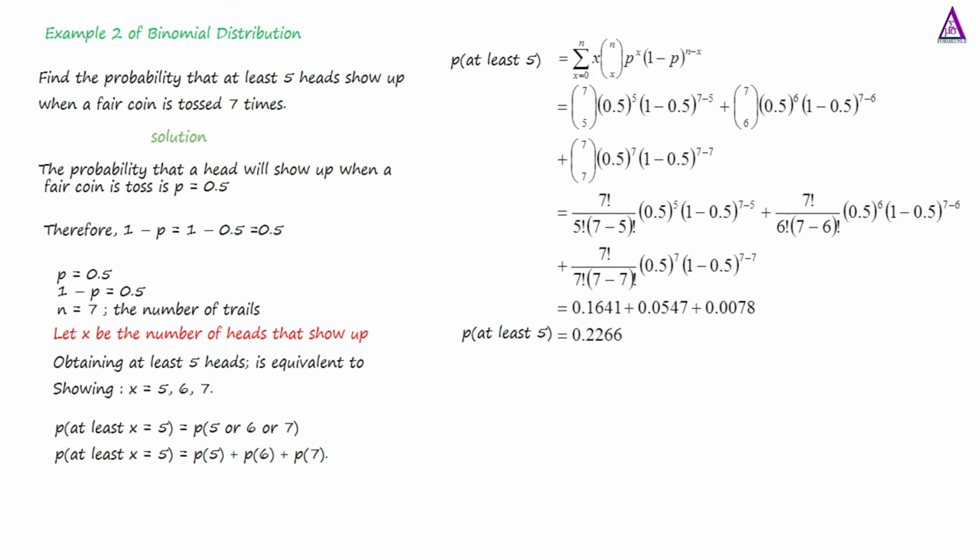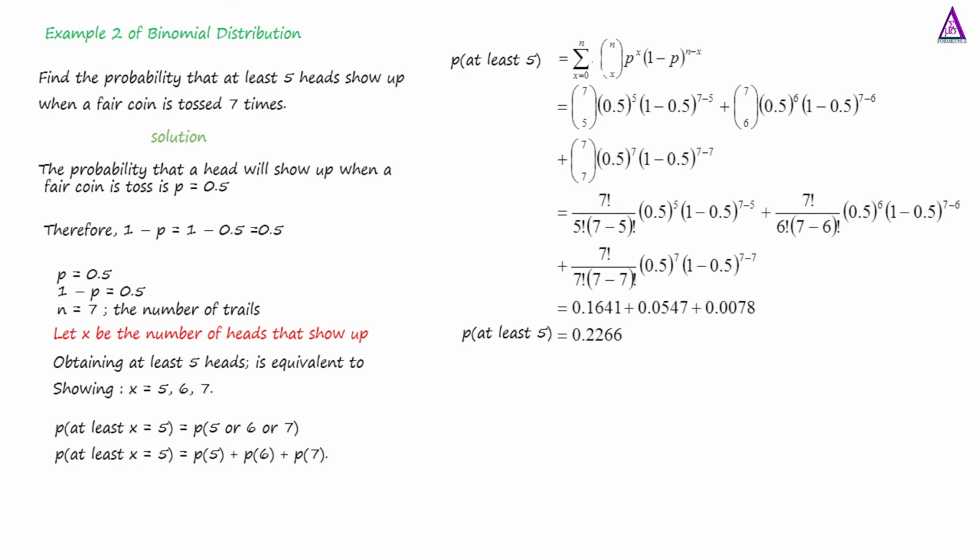Solution. The probability that a head will show up when a fair coin is tossed is p equal to 0.5, because a fair coin has just two ordinary sides, and the probability that one of these sides will show up is 1/2, which is 0.5. Therefore, the probability that it will not show up is 1 minus 0.5. So p equal to 0.5, 1 minus p equal to 0.5, n equal to 7, the number of trials.